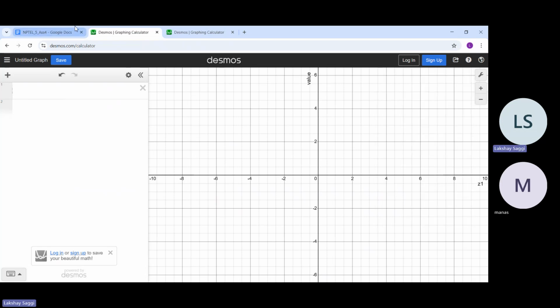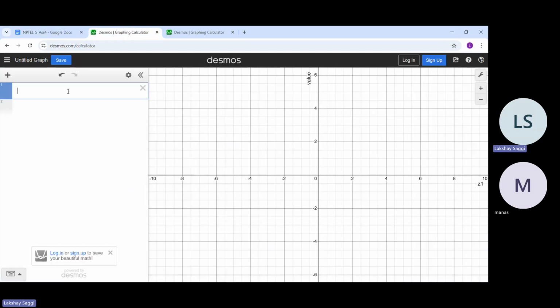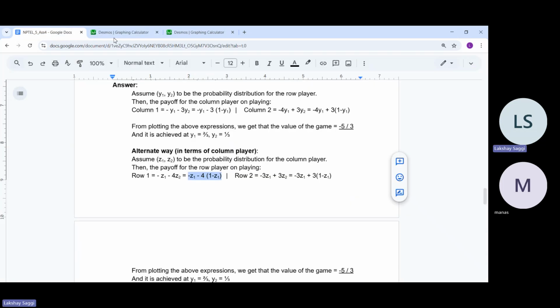And now the expression for us is something like y equals minus x minus 4 times 1 minus x. The first expression is y equals minus x minus 4 times 1 minus x. So this is the expression which we get. Similarly, the second expression which we get is something like this.